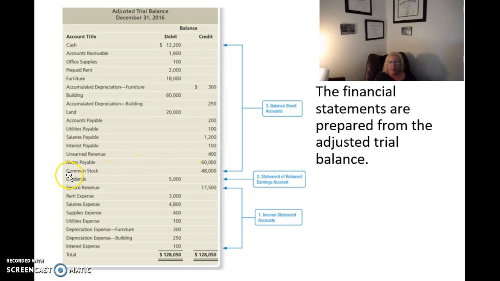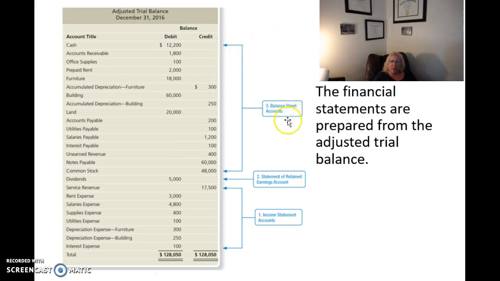And then we have common stock here. This starts our equity accounts. We have dividends. We have service revenue. And then all of our expenses are listed out. And then notice here at the bottom, the totals, they match, okay? And so if you've done everything correctly on your adjusted trial balance, you should have totals that match at the bottom. If they don't match, then you have to go back, work backwards, and figure out what you did incorrectly.